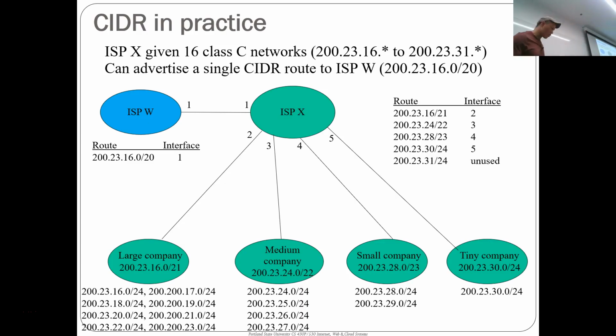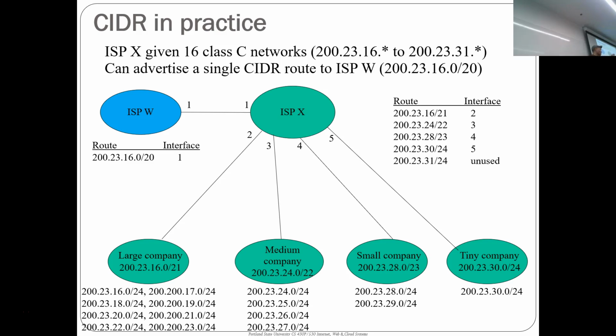Okay, so I mentioned that CIDR was being used to both aggregate and split up ranges of network addresses. I just wanted to finish off CIDR with a picture of how this works. So here I have ISPX and ISPW. ISPW is maybe your tier 1 provider, and it says, you know what, you are another big ISP, I'm going to give you this big subrange. So here is a .16.0/20, and any address that comes to ISPW with this prefix that matches will go to ISPX.